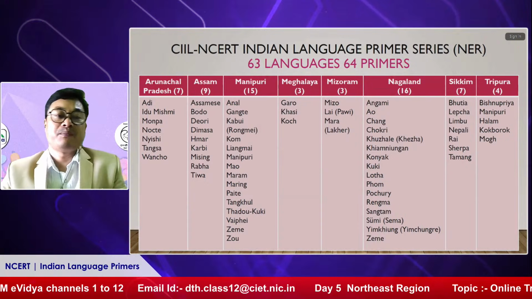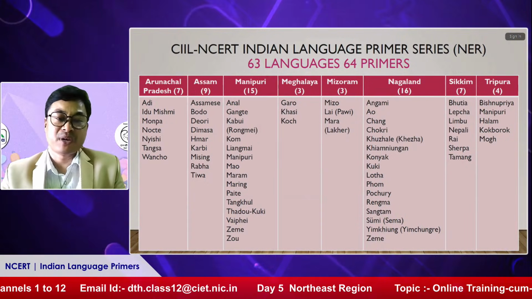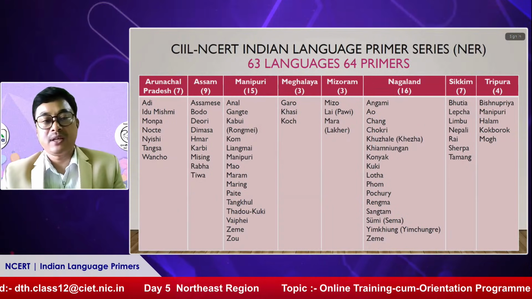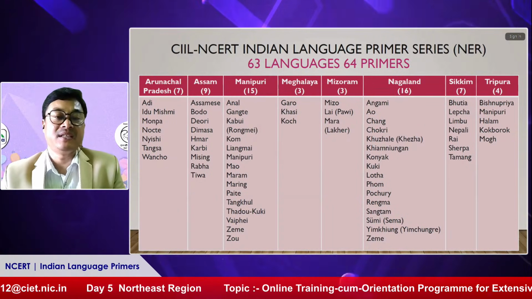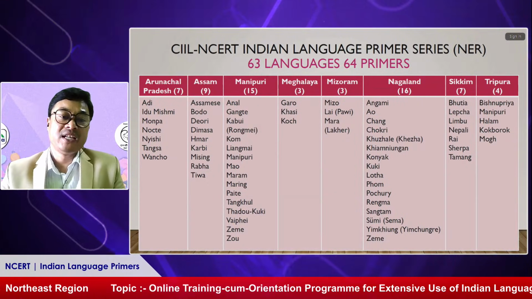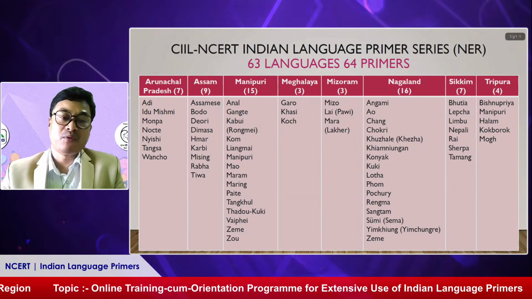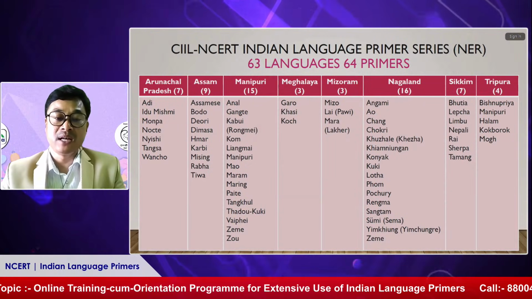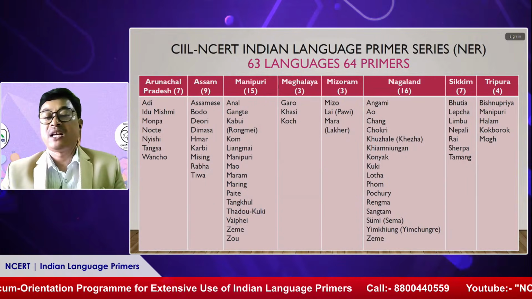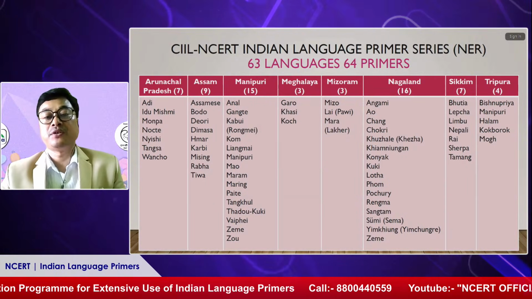Then from Assam we have Assamese, Boro, Deuri, Dimasa, Mar, Karbi, Mising, Raba, and Tiwa. From Manipur we took 15 languages: Anal, Gangte, Kabui, Rongme, Impom, Liangmai, Manipuri, Mao, Maram, Maring, Paite, Tangkhul, Tarukupi, Jeme, and Jo. From Meghalaya we have 3: Garo, Khasi, and Koch.